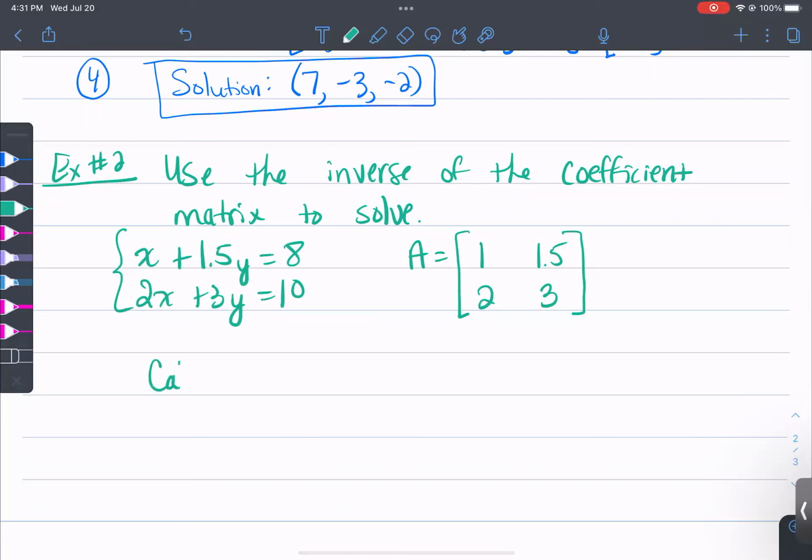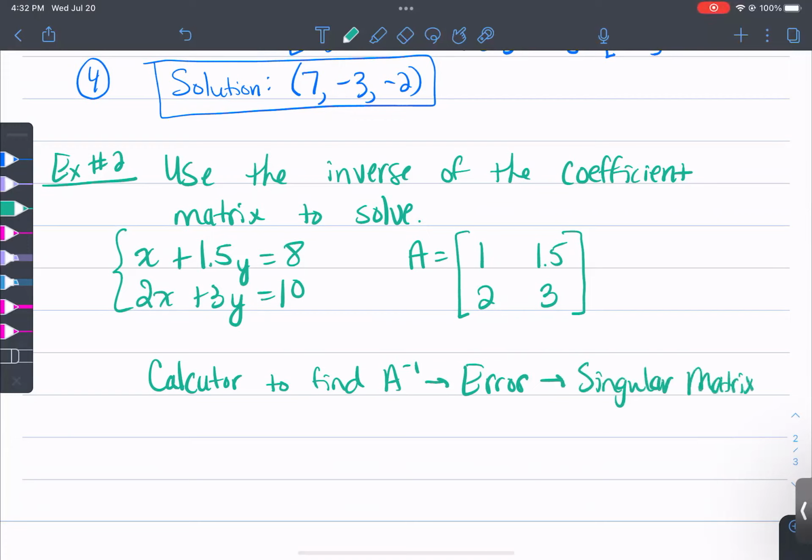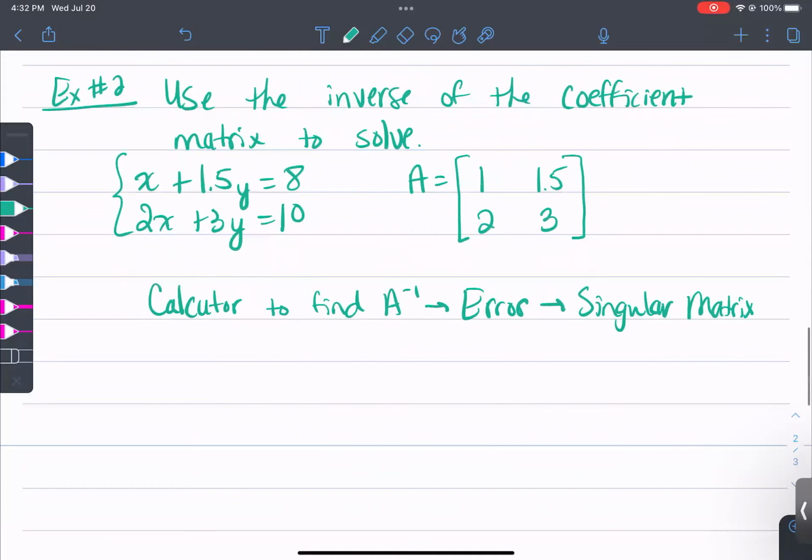When you put this into your calculator to find A inverse, this one's going to give you an error. And remember from our last lesson, that means we have a singular matrix. So sometimes that means there's no solution. Sometimes it means there are multiple solutions. So we revert to our backup plan.